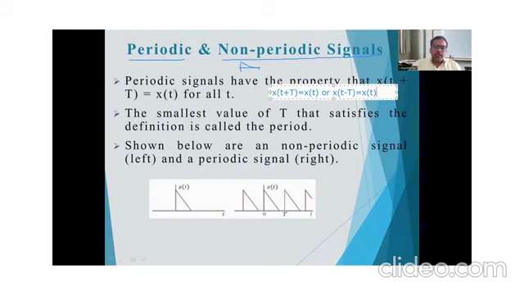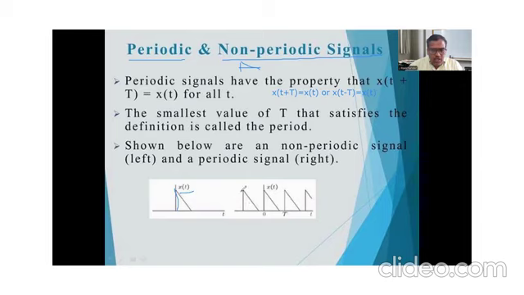So what do we mean by a periodic signal? Theoretically, if the signal repeats after a certain interval of time, that signal is known as a periodic signal. Let us take this particular signal. Here this is x of t. On the x-axis is t, and on the y-axis is x of t. The shape of the signal will be like this.